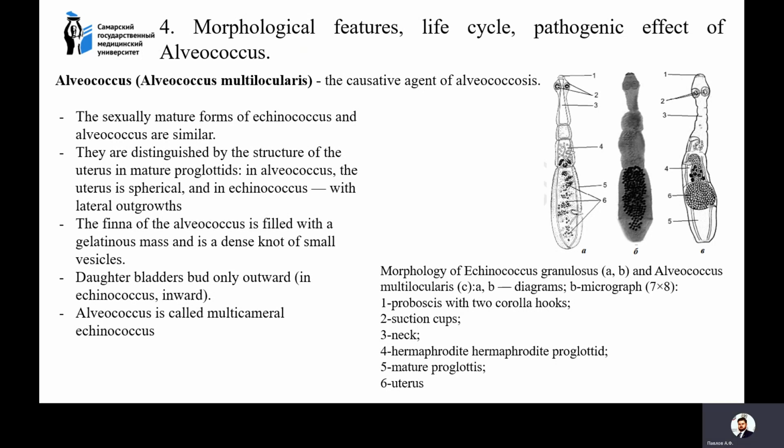The uterus in alveococcus is spherical, and in echinococcus with lateral outgrowth. The larva of the alveococcus is filled with gelatinous mass and is a dense knot of small vesicles. Daughter bladders bud only outward in alveococcus, and inward in echinococcus. Alveococcus is called multicameral echinococcus.